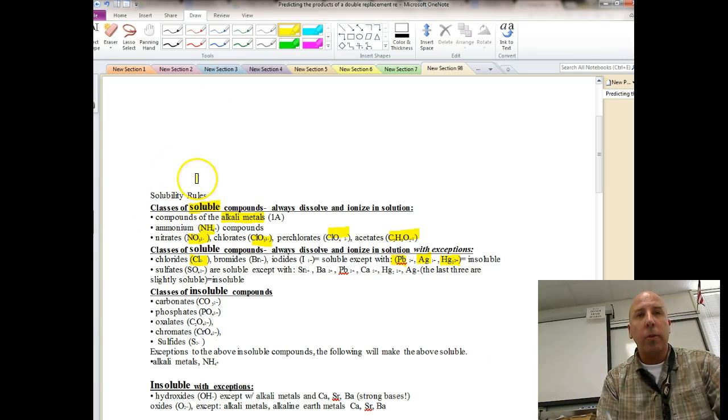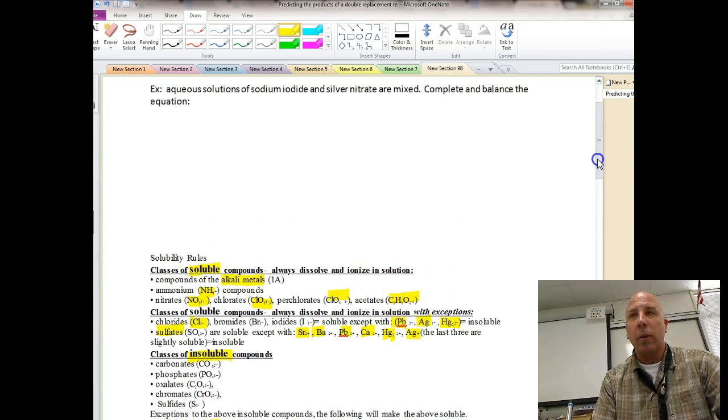Sulfates are typically soluble. But when you put strontium, barium, lead, calcium, mercury, and silver with it, it makes the sulfate insoluble. When it's with everybody else, it's going to be soluble. Some of the insoluble compounds that do not dissolve are carbonates, phosphates, oxalates, chromates, and sulfides. They're insoluble, except when you put them with alkali metals and the ammonium ion. So the alkali metal presence causes it to be soluble.